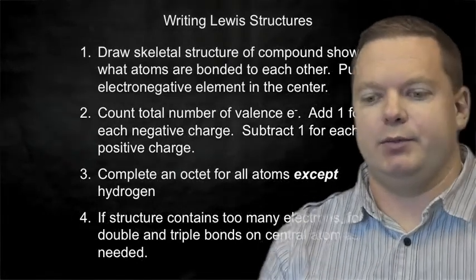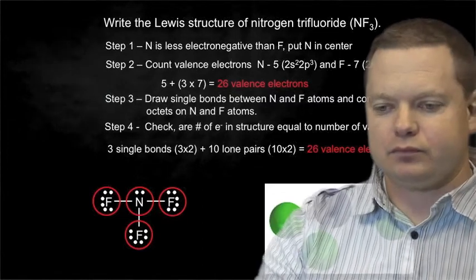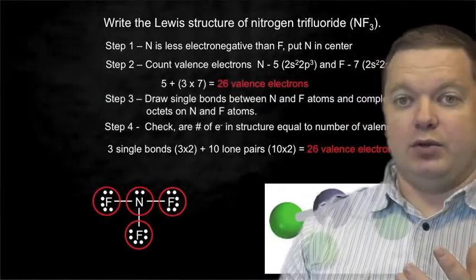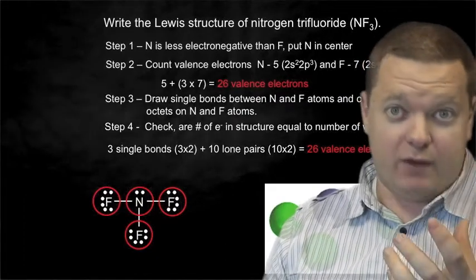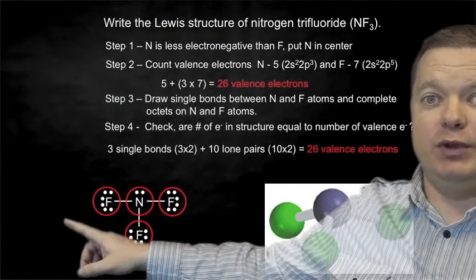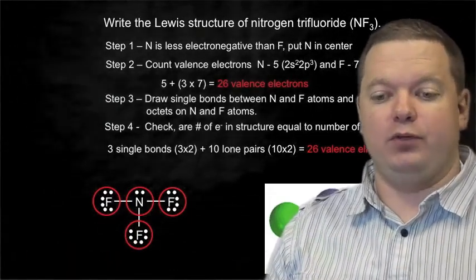So let's look at an example. So let's draw the Lewis structure of nitrogen trifluoride, right, NF3. Nitrogen, because there's only one of them, plus it's the least electronegative between nitrogen and fluorine, is going to go in the middle, as we can see here. Right? Around that, we're going to put the fluorines.